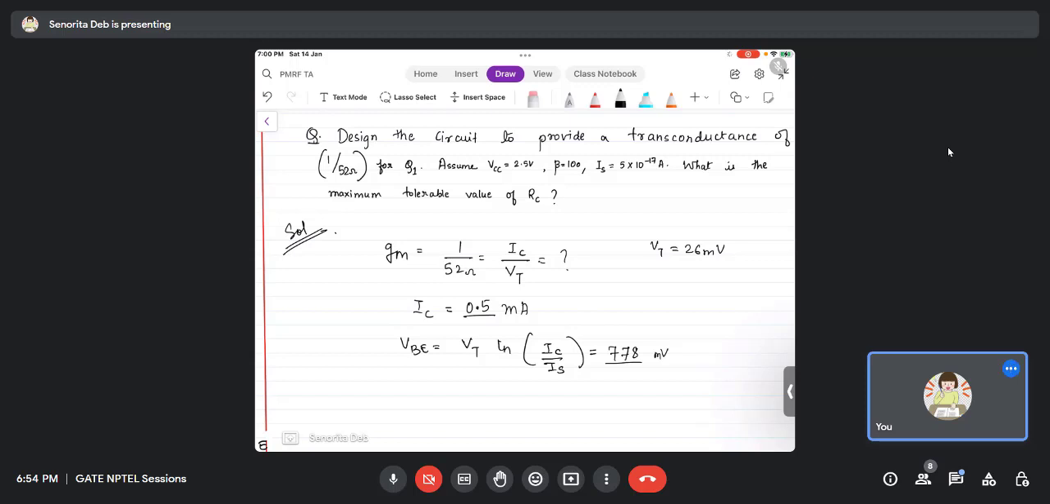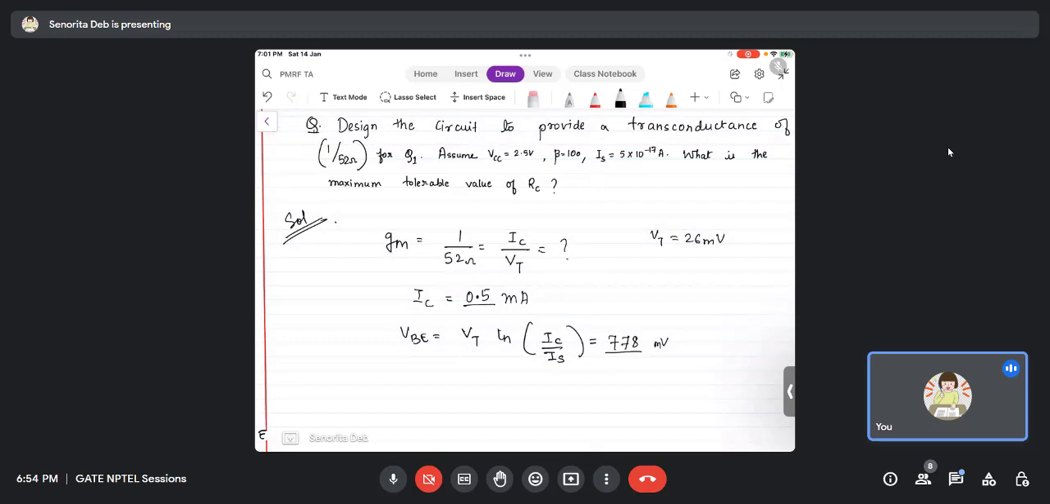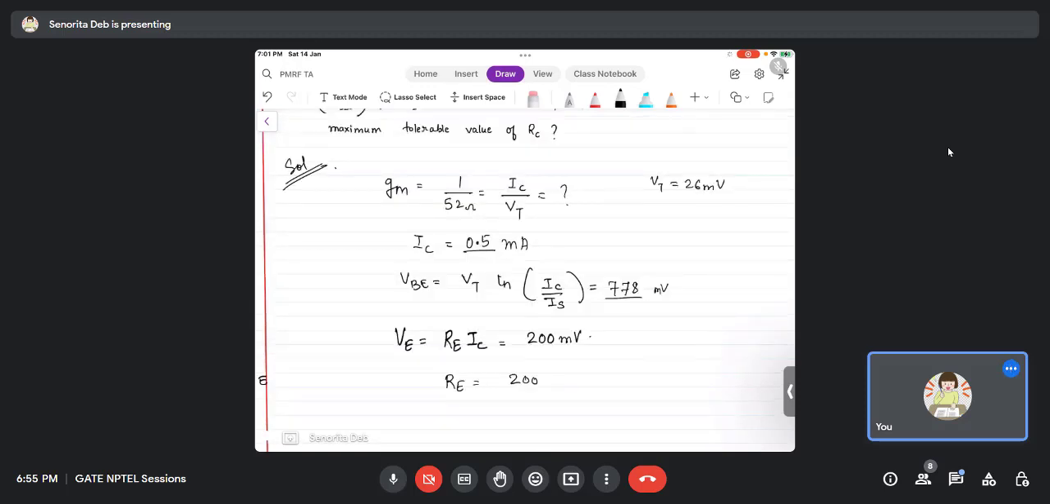Now once you have this, look into the design procedure that we have written. We will assume VE, which equals RE into IC, to be 200 millivolts, right? So from here you will find RE. RE will be 200 millivolts by 0.5 milliampere, which is nothing but, what are you getting? 4 kilo ohms.